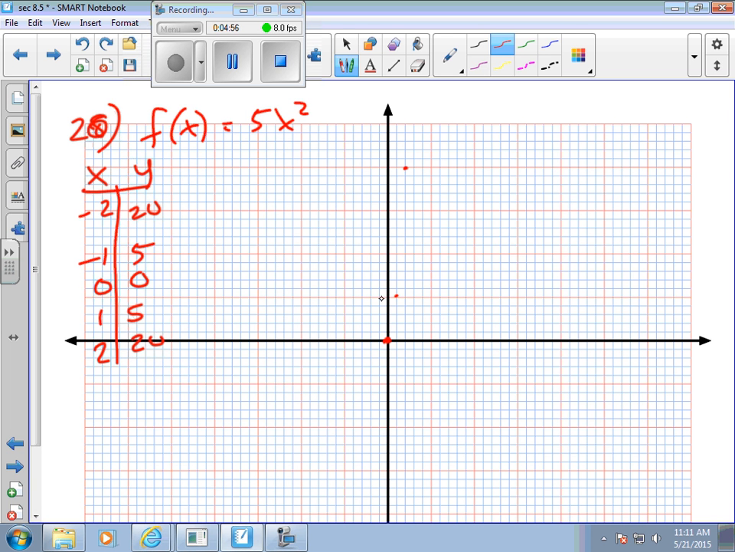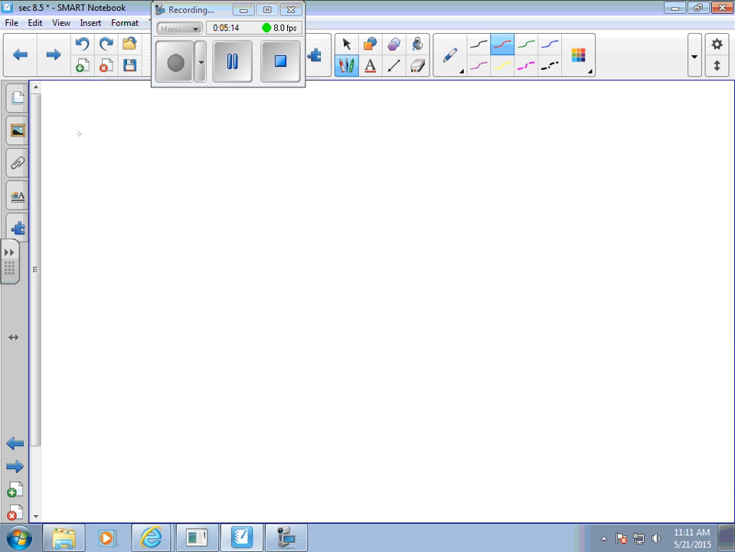At -1, I'm at 5, and at -2, I'm at 20. And so my graph is very thin, very thin. Remember in class we said the bigger the number, the narrower the parabola. Let's take a look at number 26 now.